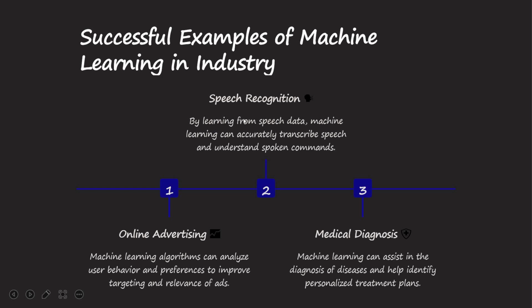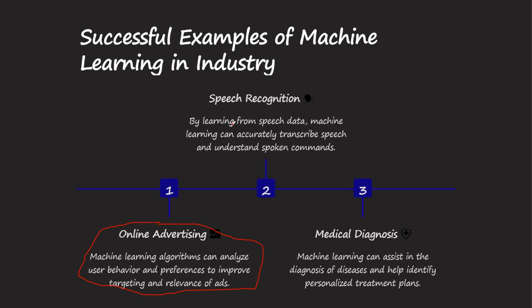Now talking about successful examples of machine learning. The first one is online advertising. Suppose you have searched on Google that you want to buy a new pair of shoes. Now you are getting advertisements of shoes on your social media platforms like Instagram or Facebook. So how is it happening?